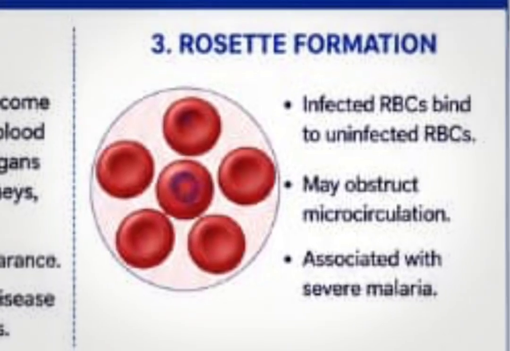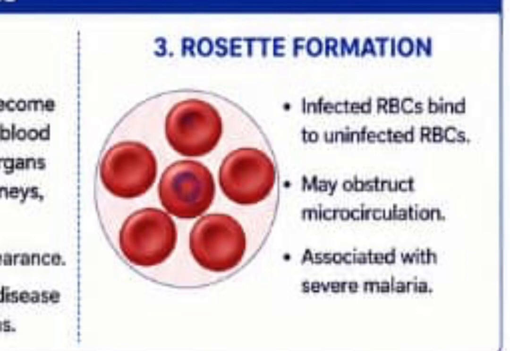Also, there is what we call the rosette formation too. Remember, the Maurer's cleft, there will be sequestration and there will be rosette formation. So what is rosette formation? Now, the infected red blood cell will bind to the uninfected red blood cell, so we call it cross infection, whereby the infected red blood cell will start affecting the uninfected red blood cell.